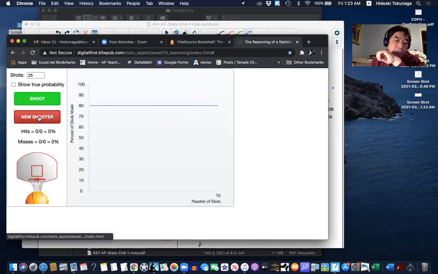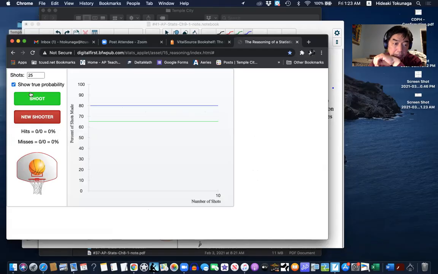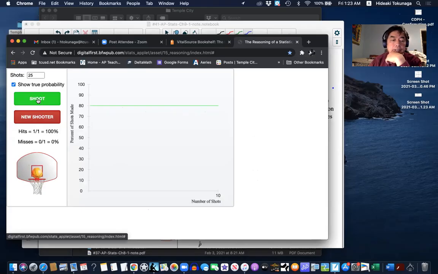So new shooter. Sorry, new shooter. I will have to see the probability. This guy is too low, so I will go to new shooter. Probability is really low, so I go to new shooter. Oh, 80% again. So let me see if we can hit this one.